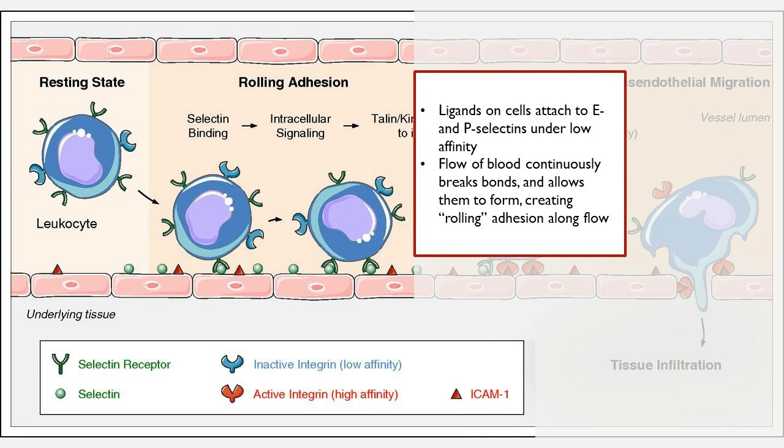And this low affinity binding of the selectins to the leukocytes is constantly formed, broken, and reformed along the flow of blood. So it creates a sort of what we call rolling adhesion. So these cells are now closer to the endothelial cell layer. They loosely bind to the selectins. They break, they loosely bind again, and it constantly has the cells rolling along the blood vessel lining and also along a concentration gradient of selectins on the cell wall.